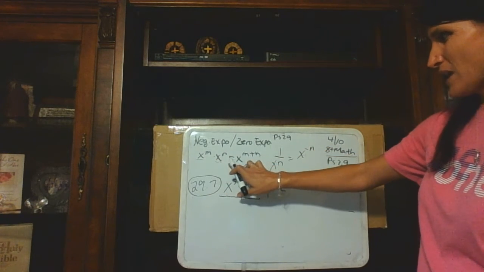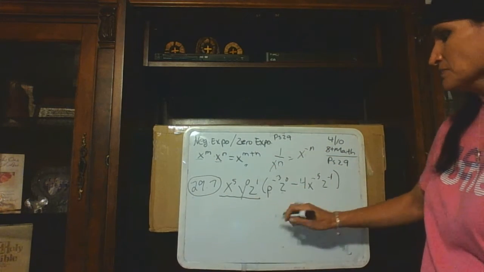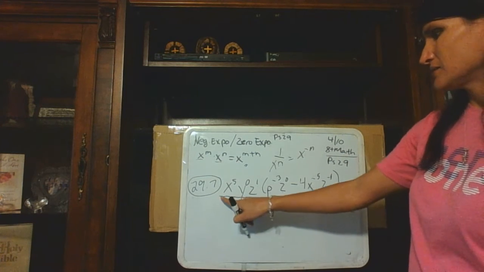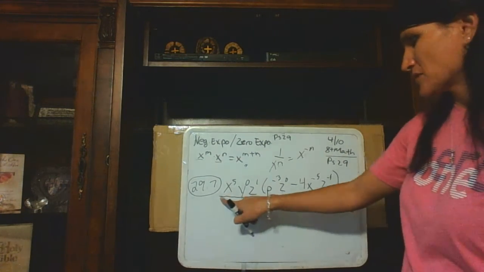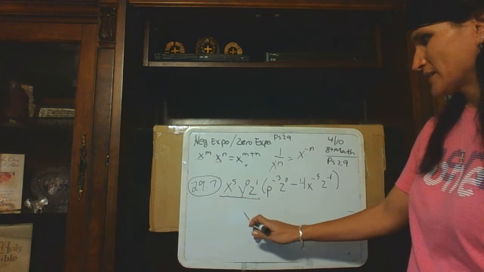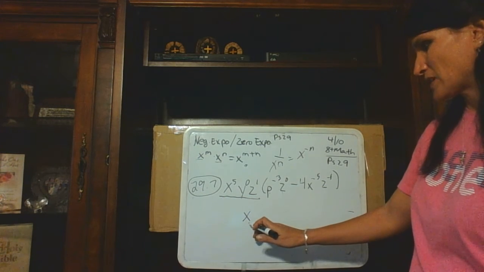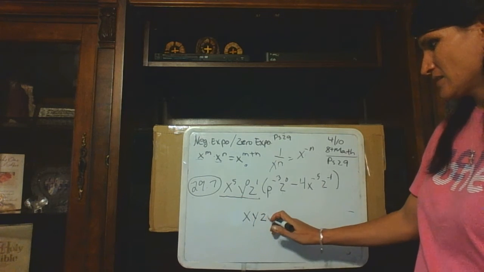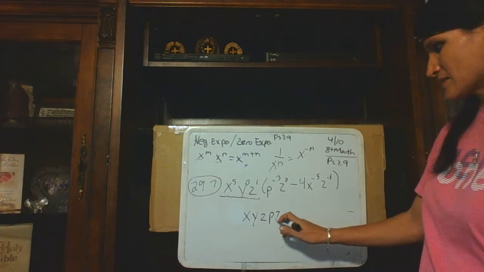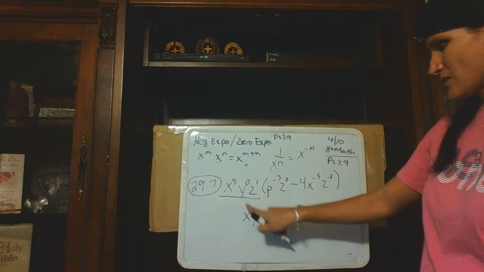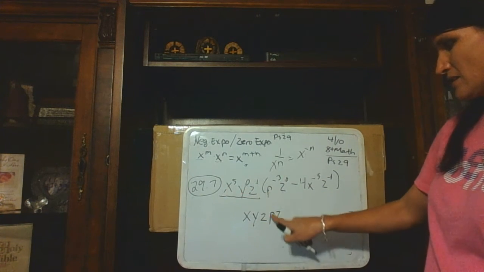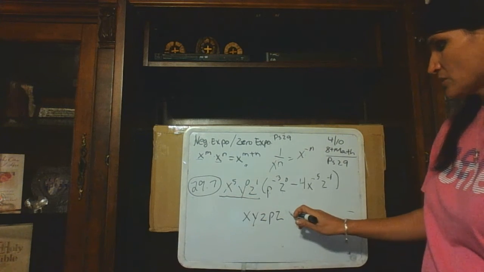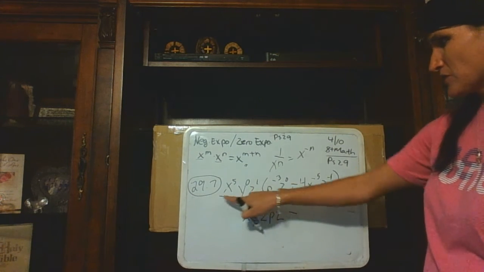Looking for the same base, we're going to multiply these out. The easiest way to do this is to write all of the letters together. When you write letters together, remember they mean multiplication. So X, Y, Z, P, and Z. There we go. Now we're going to put our minus sign, and we're going to do it again.